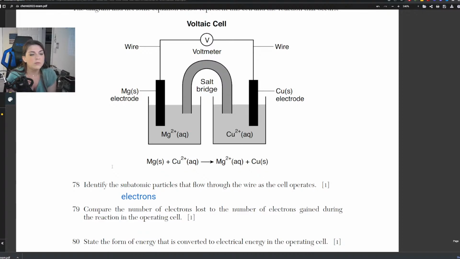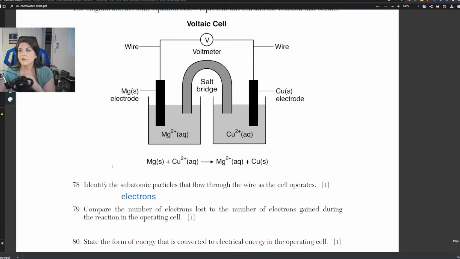79 says compare the number of electrons lost to the number of electrons gained during the reaction in the operating cell. This may seem like it's a hard question and maybe there's some math involved, but I promise you there's not. When it comes to comparing numbers, one is greater than the other, one is less than the other, or the two are equal to each other. Those are the only options for comparing numbers. So it's kind of like a multiple choice question, but the multiple choices are in your brain. They're not written down on the paper.